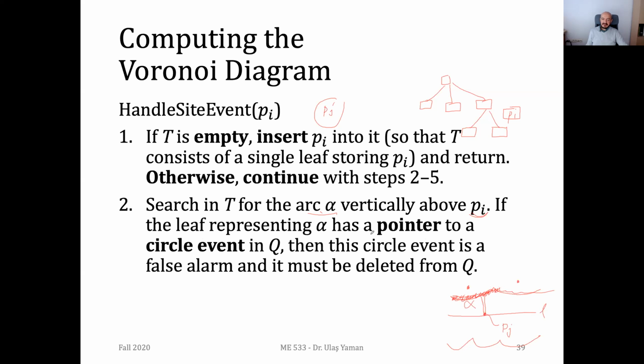If the leaf representing alpha in our data structure, for instance this might be alpha, has a pointer to a circle event in our event queue, then the circle event is a false alarm. You don't need to deal with it, since as you see, this is a site event, it's not a circle event. So you should delete this circle event, which has been embedded into our queue in a wrong way. We can simply remove it and make our job simpler. Any questions, guys, after the second step of this handle site event function?